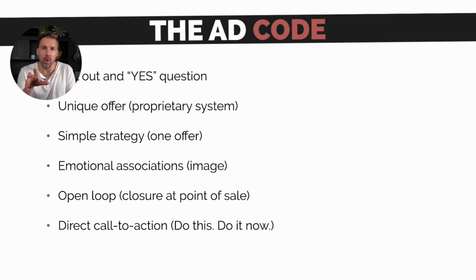Next, a unique offer or a proprietary system. This is important regardless of whether you're selling products or services or any combination in between. You want to find some kind of unique name or unique mechanism. In other words, what we've called this training here is the Ad Accelerator. It's not Facebook ads training. It's not Facebook ads. We gave it a unique name.